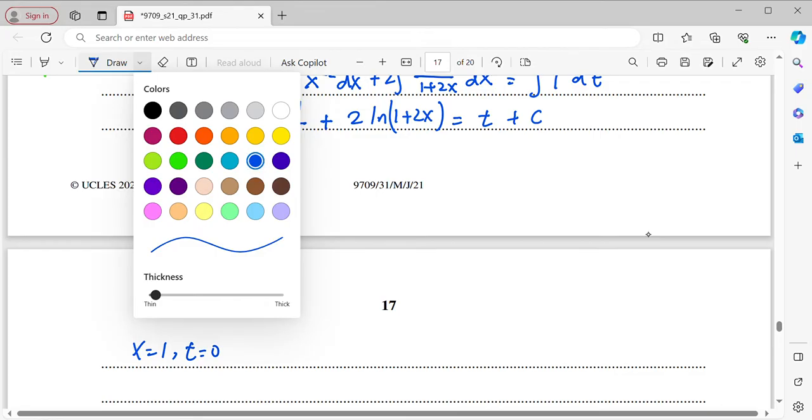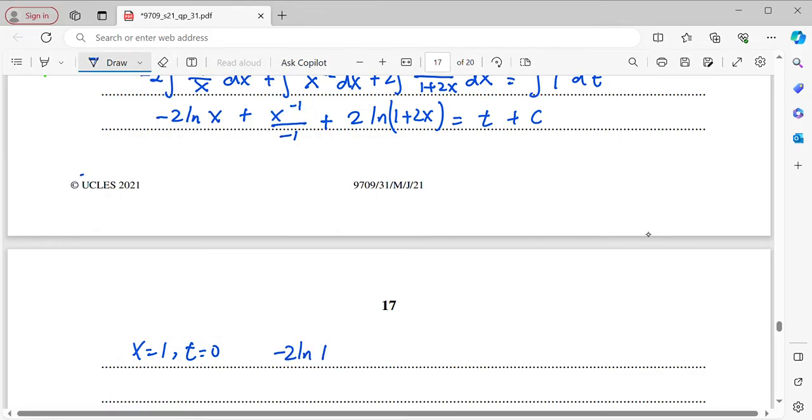That means we will be getting negative 2 ln 1 because x is 1. This plus and minus is minus. So I will get minus 1 at the denominator here, and this x power negative 1 will move down. So it will be negative 1 over x, so negative 1. Then plus 2 ln, where x is 1, I'll get 3. Then t is 0 plus c. From here, ln 1 is 0. Therefore, I will get minus 1 plus 2 ln 3 equals c.